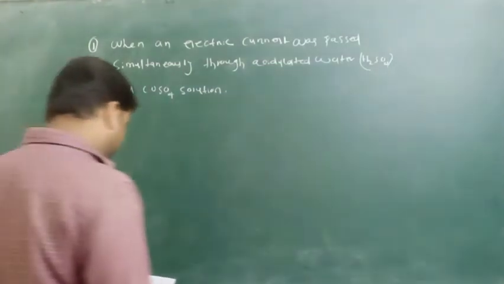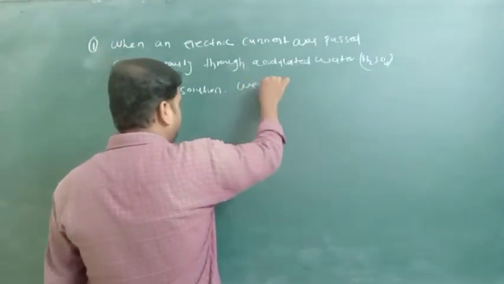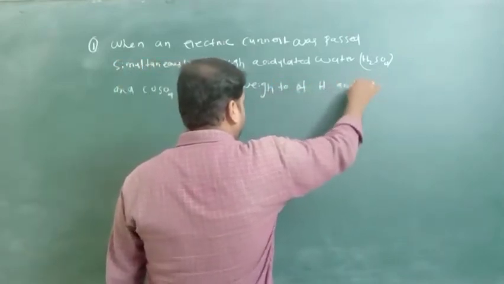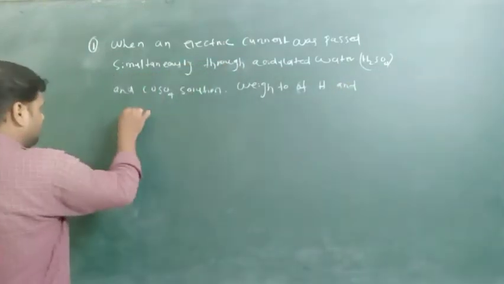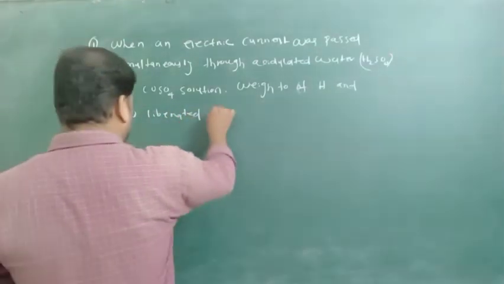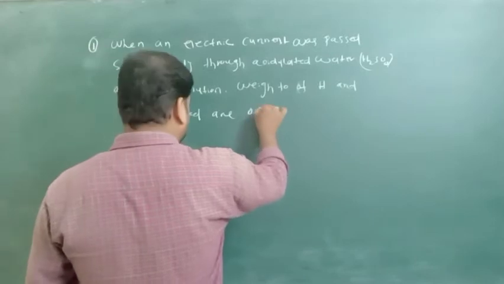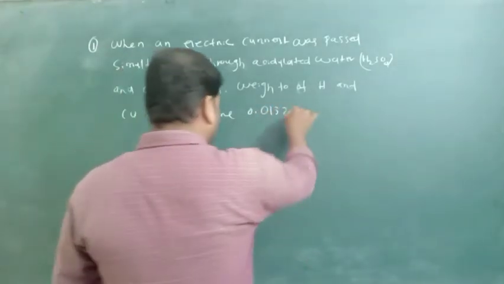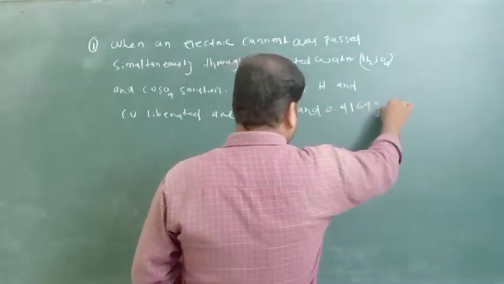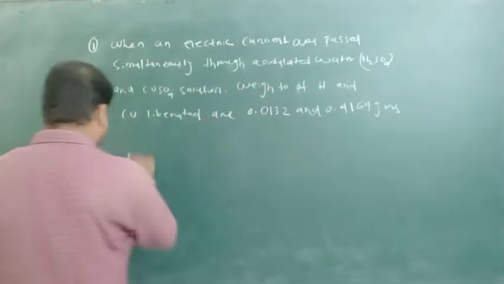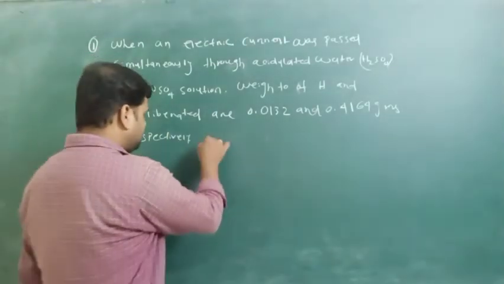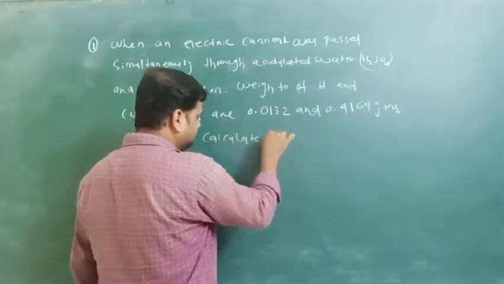the weights of hydrogen and copper liberated are 0.0132 and 0.4164 grams respectively. So calculate the equivalent mass of copper.